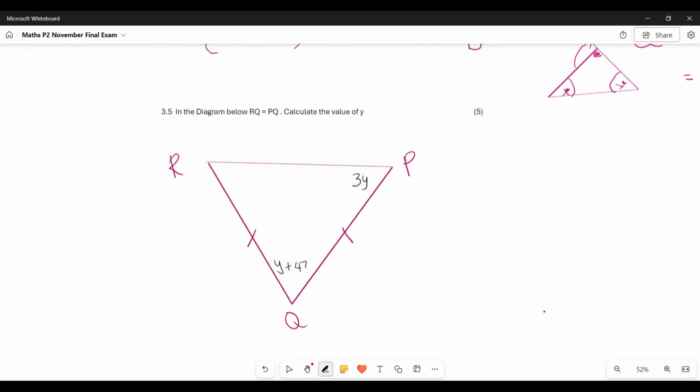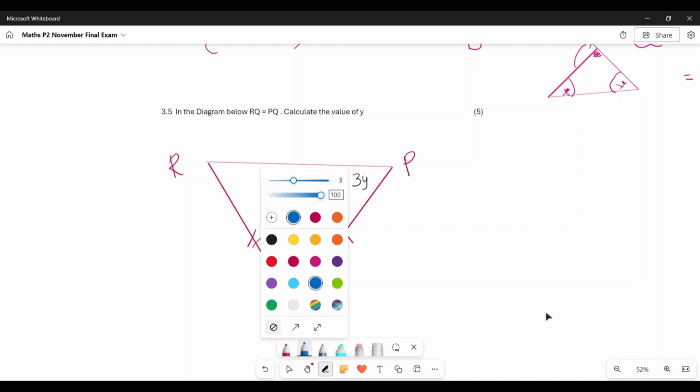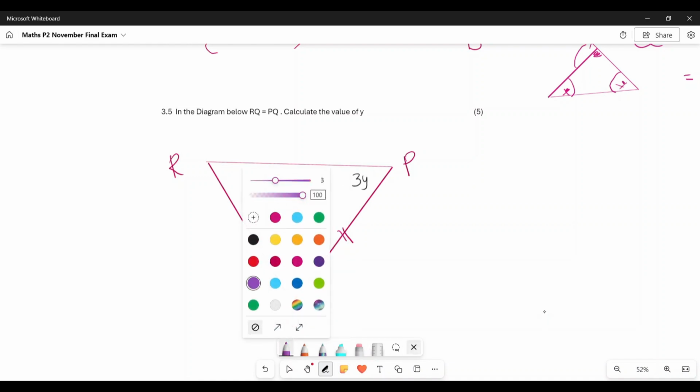Now, 3.5, in the diagram below, they're telling us that RQ is equal to PQ, right? Basically, these two lines are equal to one another. Now, can you see the type of triangle that is being formed here? This triangle that is being formed is your isosceles triangle, right? And what are the properties of your isosceles triangle?